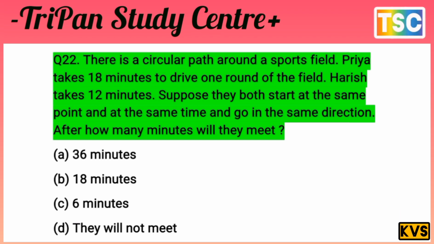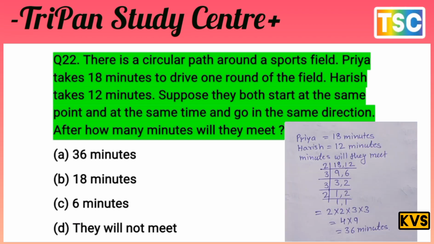The question is very easy. I give you a few seconds. You must have a thought of your answer. Let's see what the answer is. The question is clear here. Priya takes 18 minutes to drive a round of the field and Harish takes 12 minutes. It means we take the LCM.